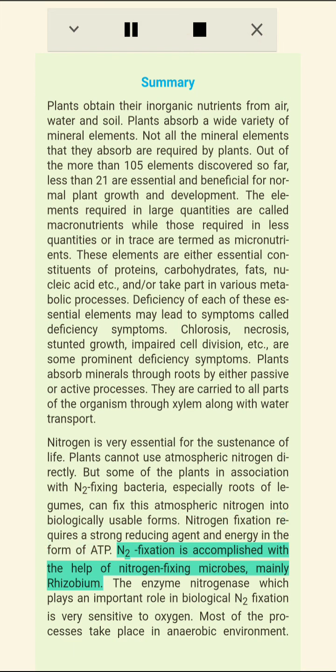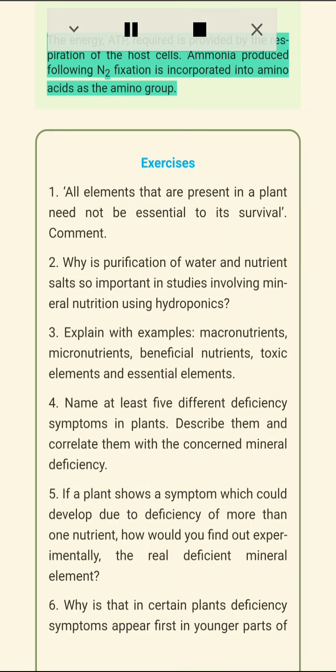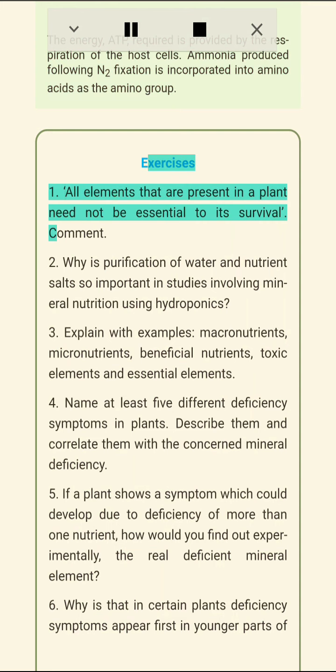N2 fixation is accomplished with the help of nitrogen-fixing microbes, mainly Rhizobium. The enzyme nitrogenase, which plays an important role in biological N2 fixation, is very sensitive to oxygen. Most of the processes take place in an anaerobic environment. The energy, ATP, required is provided by the respiration of the host cells. Ammonia produced following N2 fixation is incorporated into amino acids as the amino group.